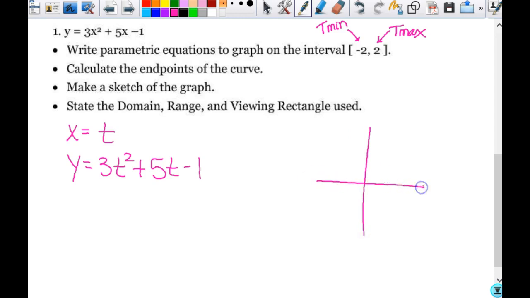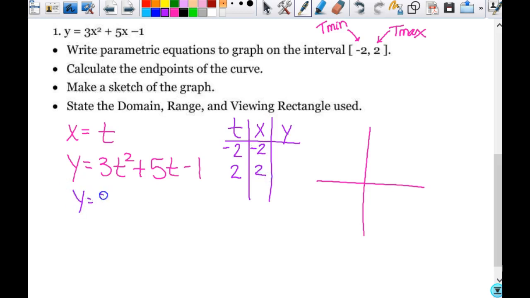And I didn't put little graphs on here because I figured I wouldn't do them right anyway. So we need to find our endpoints, and we know what our max and min are. So if I make a little chart here for t, x, and y, I'm looking for -2 and 2. So x would be -2 and 2. Then when I substitute this one in, y equals 3 times -2 squared plus 5 times -2 minus 1. This is going to be 4 times 3, which is 12, minus 10 minus 1. So what do you get for y?